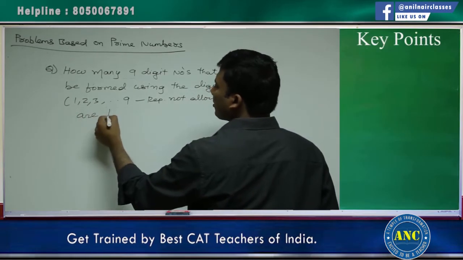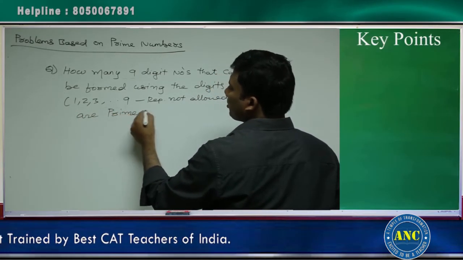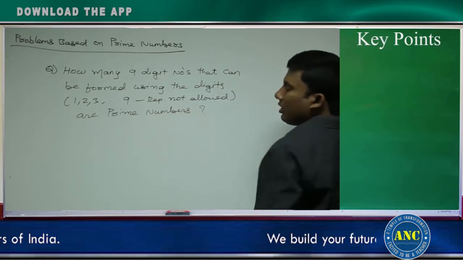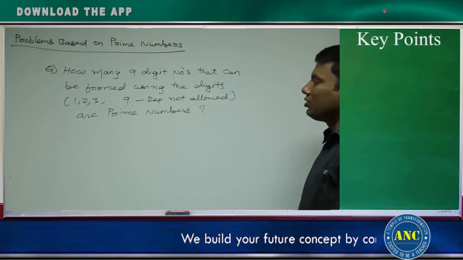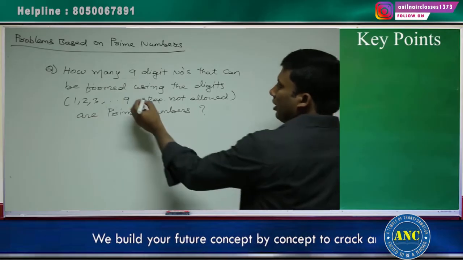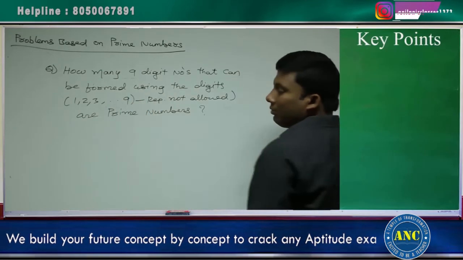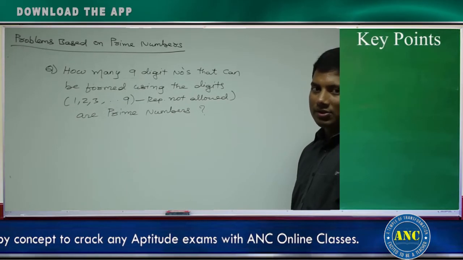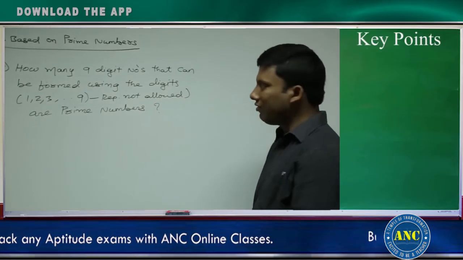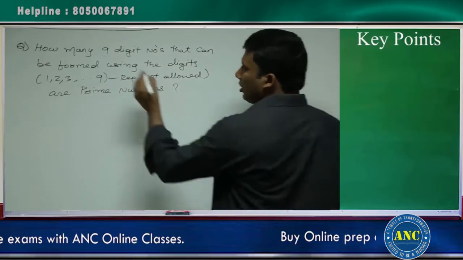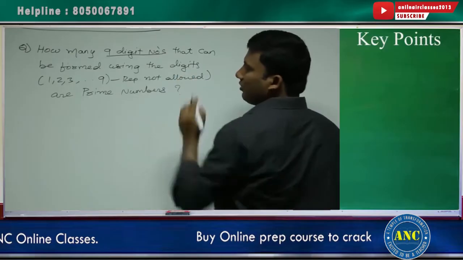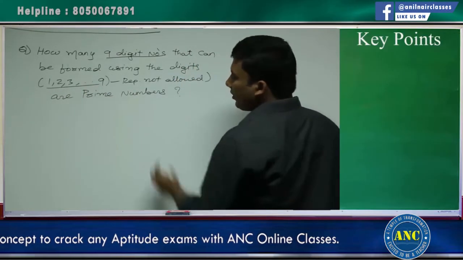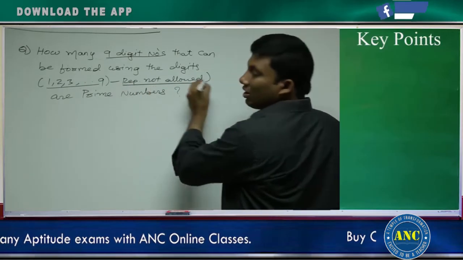Are prime numbers? Very tricky question. How many 9-digit numbers can be formed using the digits 1 to 9, repetition not allowed, are prime numbers? Listen carefully. First we will read the question. We require a 9-digit number. Digits are from 1 to 9. Third point is repetition not allowed.